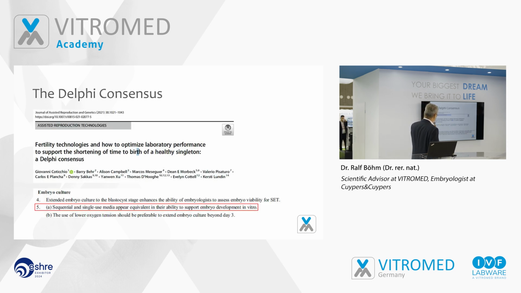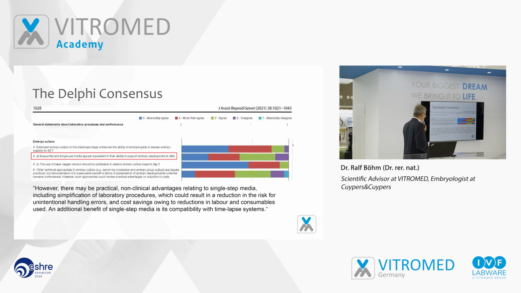I just want to show you, this is a paper from 2021. This was a survey among 29 really famous experts, where they should assess several methods in IVF. And as you can read here, sequential and single-use media appear equivalent in the ability to support embryo development in vitro. And another statement in this paper is, however, they may have practical non-clinical advantages related to single-step media, including simplification of laboratory procedures, which could result in a reduction in the risk of unintentional handling errors, and cost savings owing to reductions in labor and consumables use. An additional benefit, of course, is the compatibility with time-lapse systems.